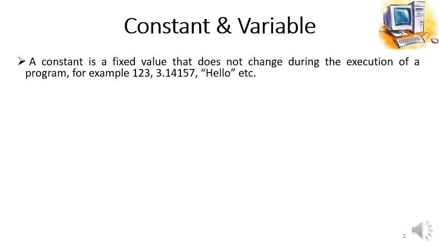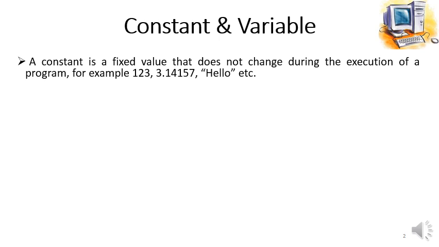A constant is a fixed value that does not change during the execution of a program. For example, 123, 3.14157 and any combination of characters which is enclosed in double quotation marks or inverted commas, we can say that is also a constant, and we call it a string constant. Like here, hello, which is enclosed in double quotation marks, that is a string constant. So any fixed value which does not change during the execution of a program is called a constant.